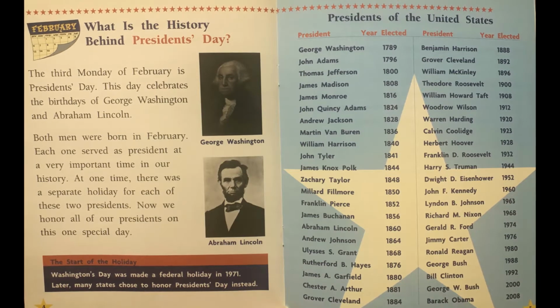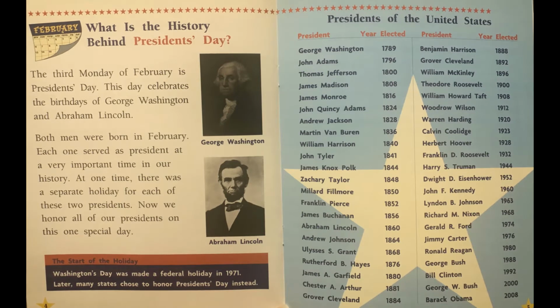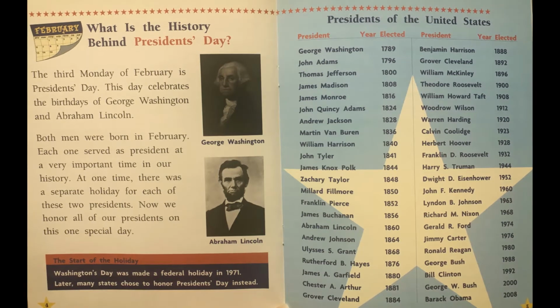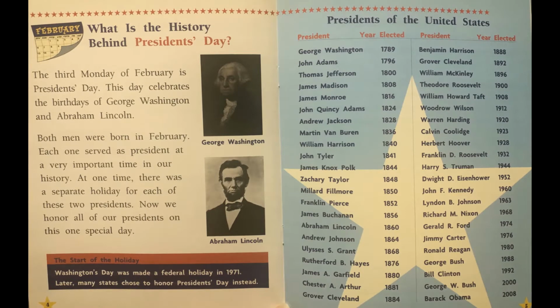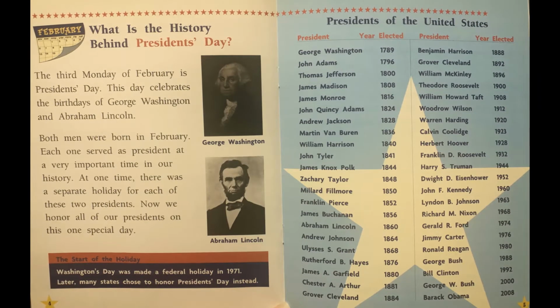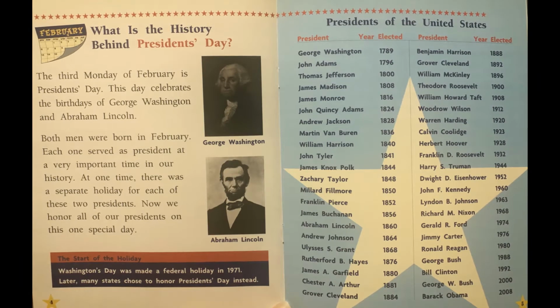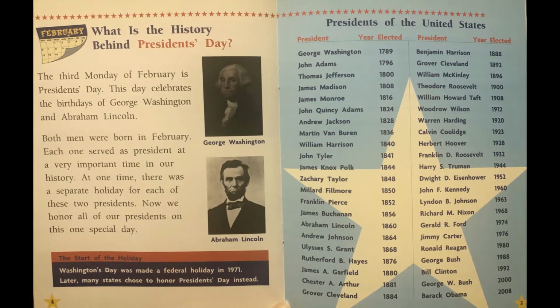We can see a picture of George Washington and a picture of Abraham Lincoln. And our page insert, the start of the holiday. Washington's Day was made a federal holiday in 1971. Later, many states chose to honor President's Day instead. And on the next page, we can see a full list of the presidents of the United States and the year they were elected.